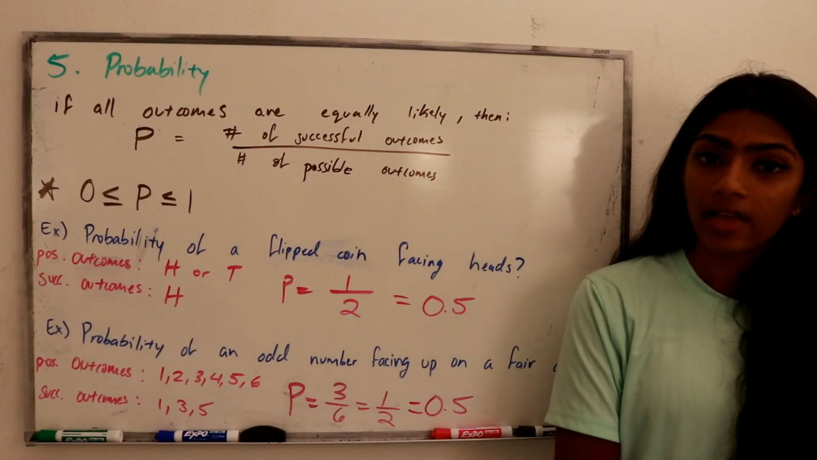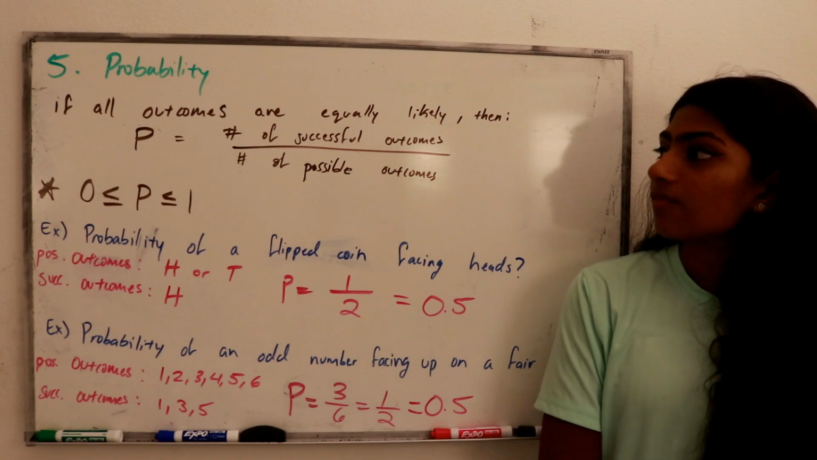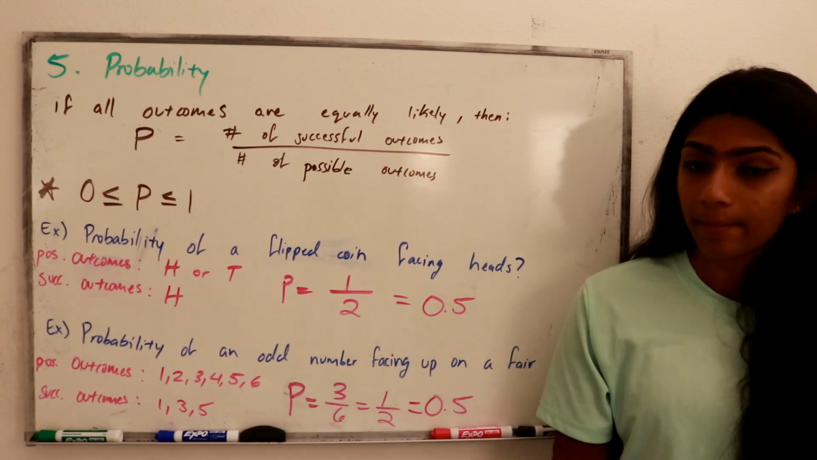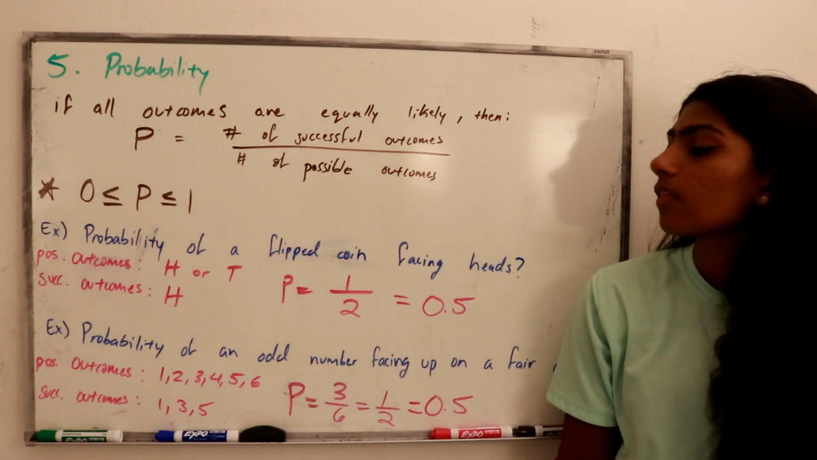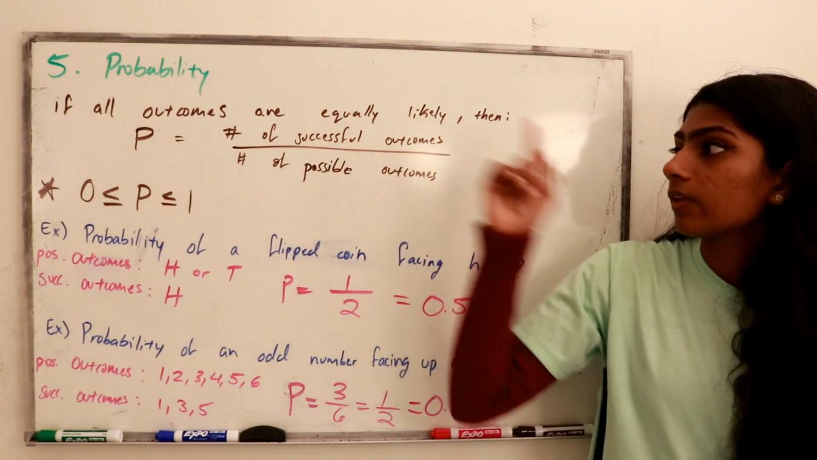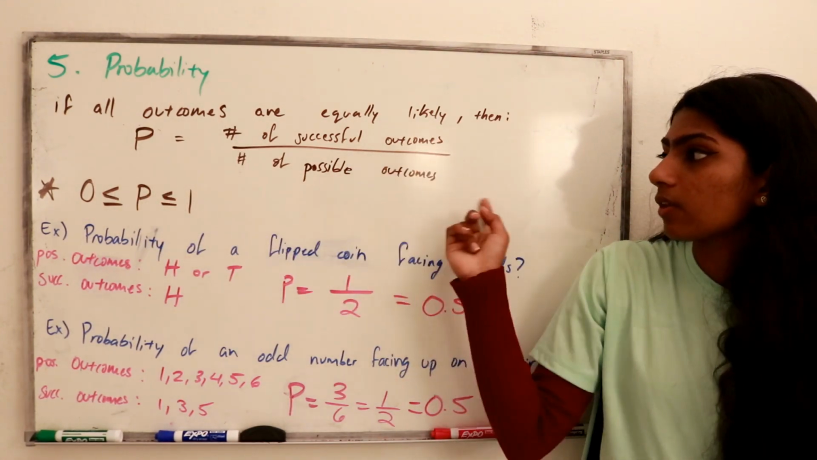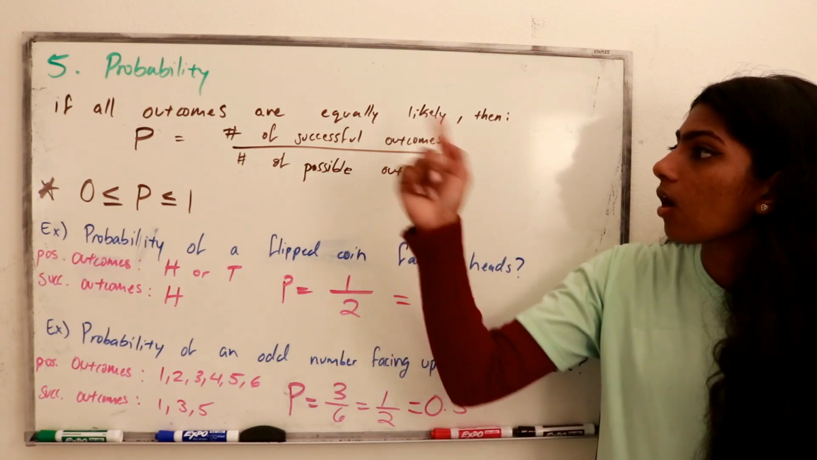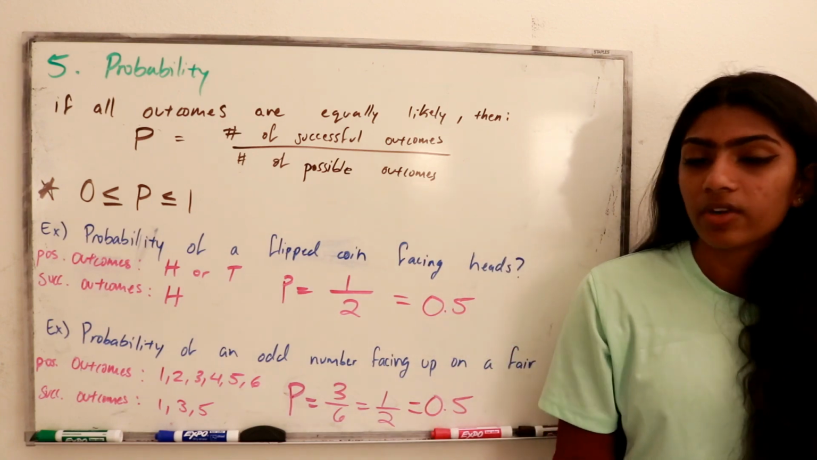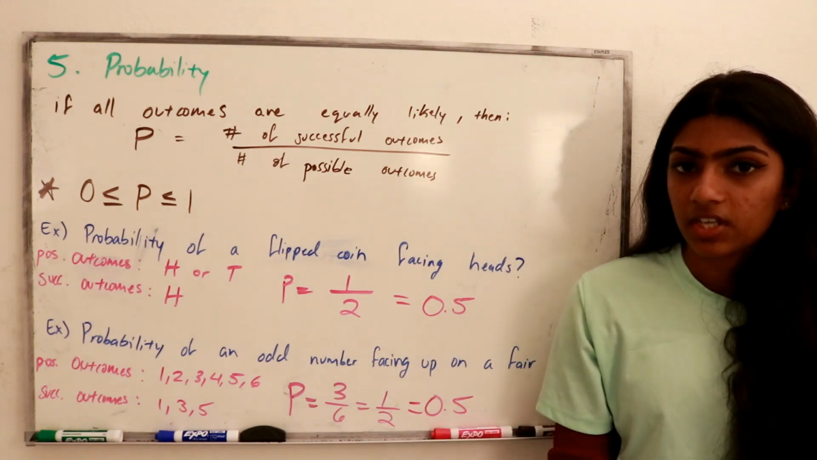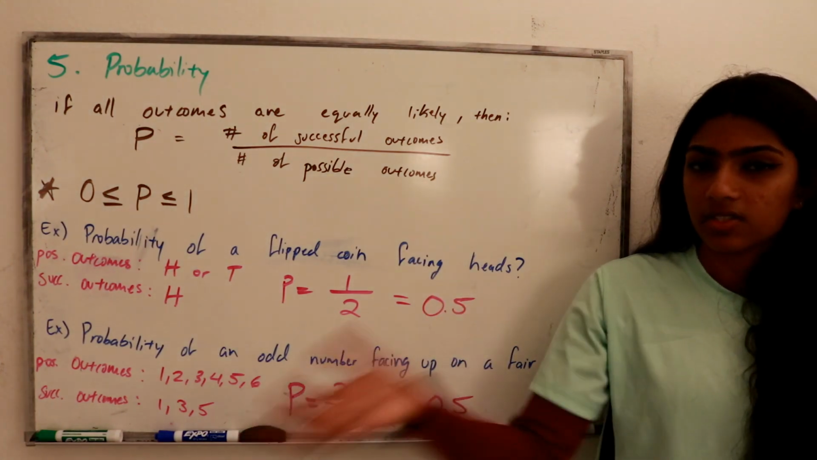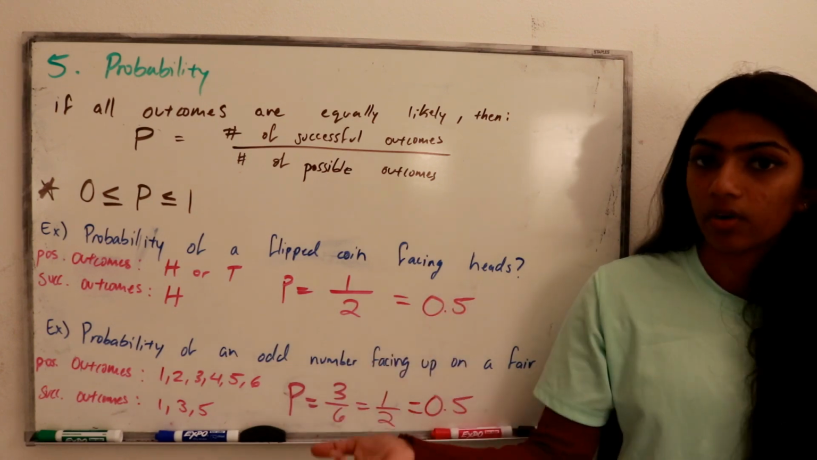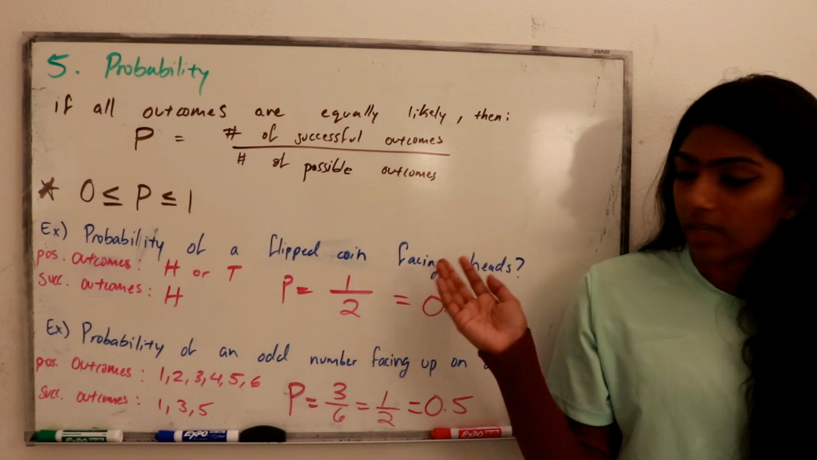Alright, so now let's look at our last section, probability. So, if all outcomes, which are end results of a situation or circumstance that happens, are equally likely, then probability P is going to be equal to the number of successful outcomes over the number of possible outcomes. So, for all of our questions here, we're going to assume that all the outcomes are equally likely. That means that, for example, if we flip a coin, there's a 50-50 chance of heads or tails. There's not a 60-40 or 20-80. It doesn't mean that one side is going to always happen more than the other side. So that's what we mean by equally likely.